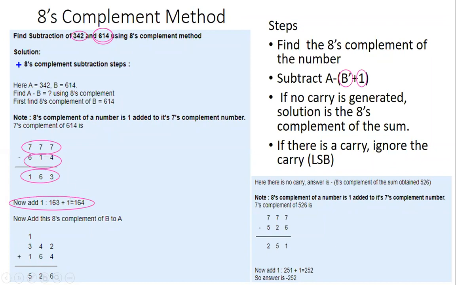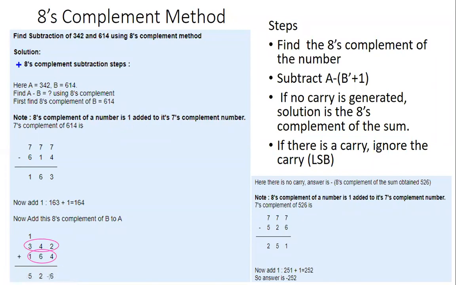Add 1, which will give you the 8's complement. So this is done. We have taken the 8's complement of our second number. Then what we have to do? We have to add the first number with the second number. We are going to perform subtraction using the addition method. That is what we are doing here.